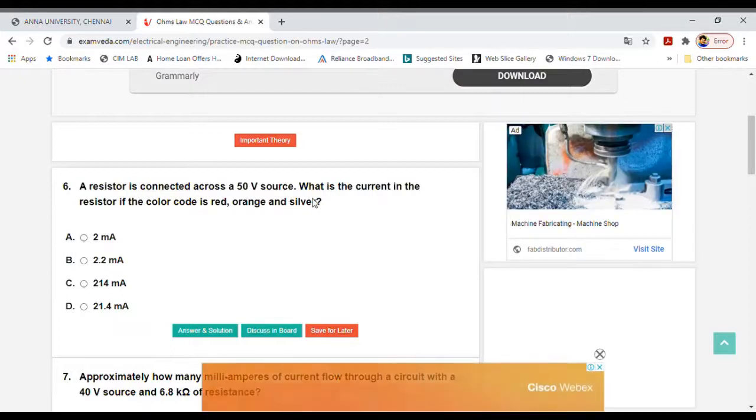Next, the resistance value here is not given directly. A resistor is connected across a 50 volt source. What is the current if the color code is red, orange and silver? This is a 1 mark MCQ question. You must know the color coding technique to identify a resistance. Here the voltage is given, and they are asking for the current. The resistance value is given in terms of color code, so you need to identify the resistance value for red, orange and silver. The hint for it, I'll explain now.